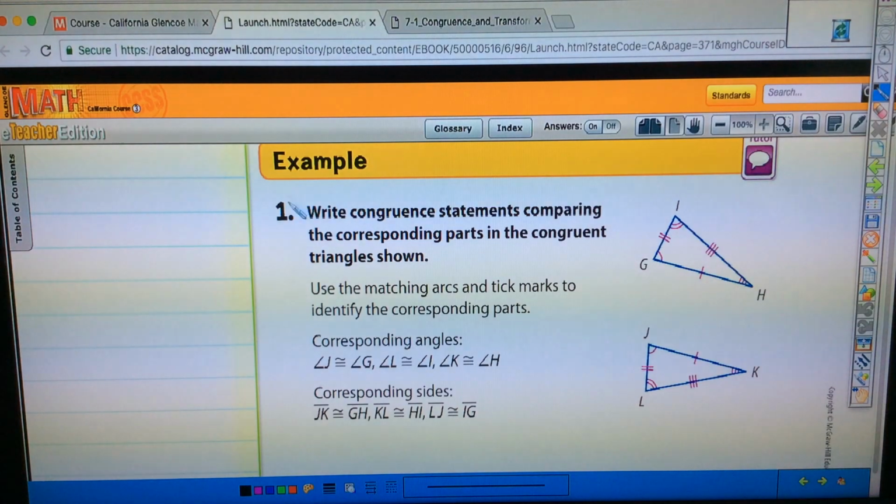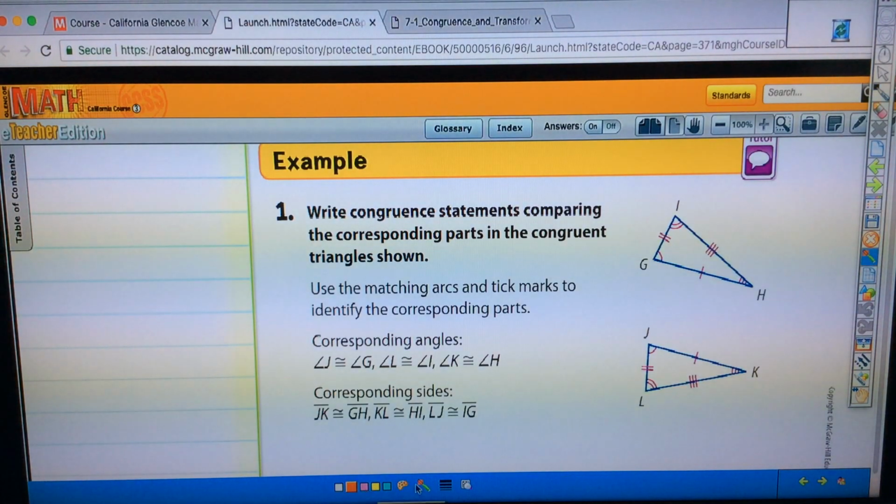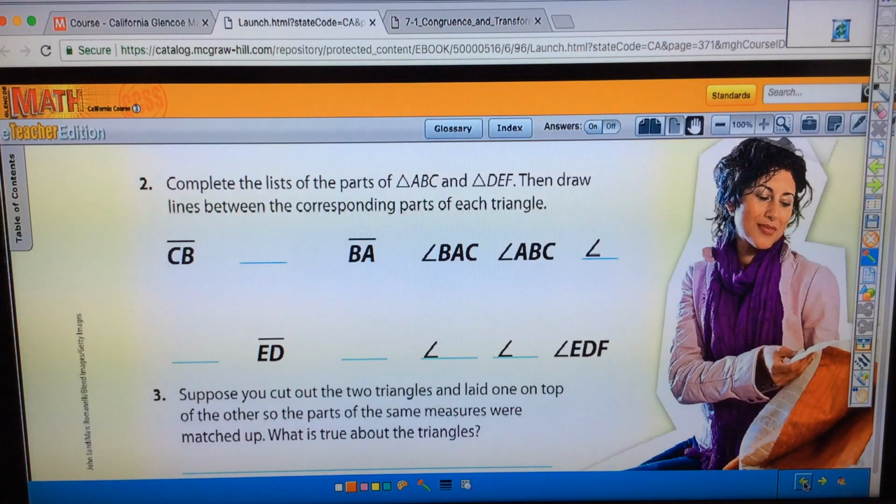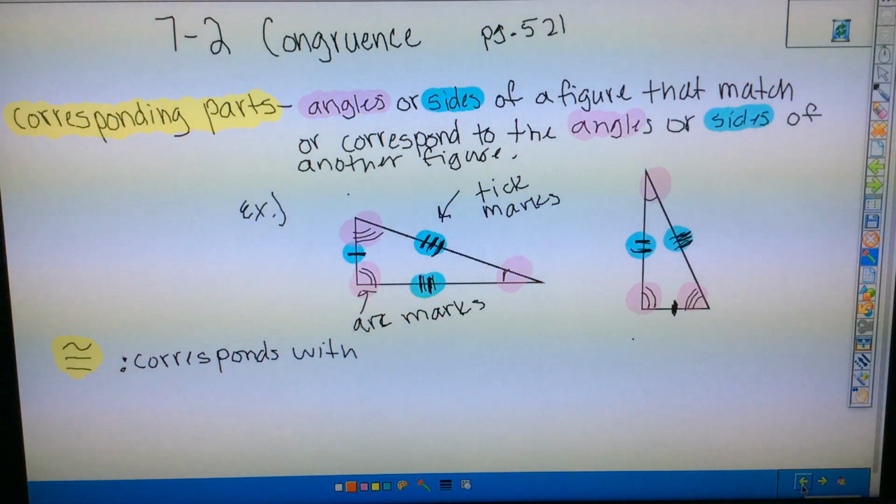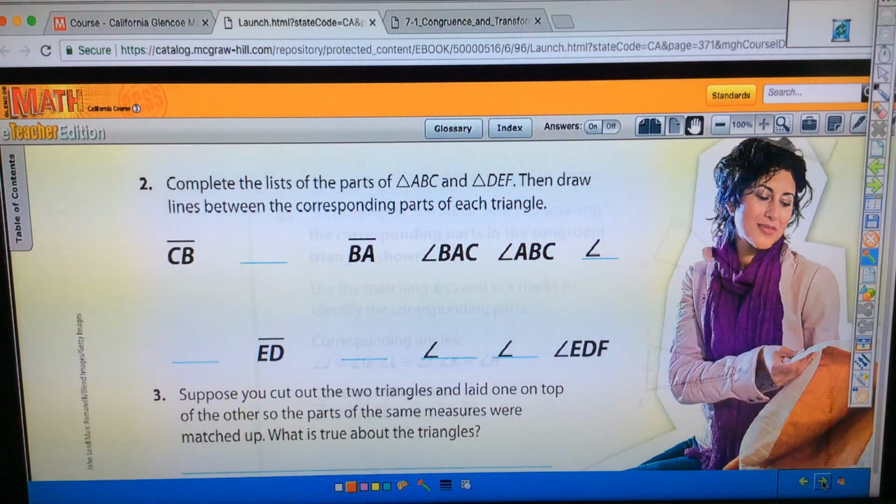Okay, let's go ahead and jump into example one. We just talked about corresponding angles and sides. So here's what you're going to do today: they're going to give you two figures and they want you to write corresponding statements where you're basically saying, I'm going to list off all the angles that correspond with each other and I'm going to list off all the side lengths that correspond with each other. For example, we won't do all of these, but I'll be consistent here. I put tick marks in blue and arc marks in pink.